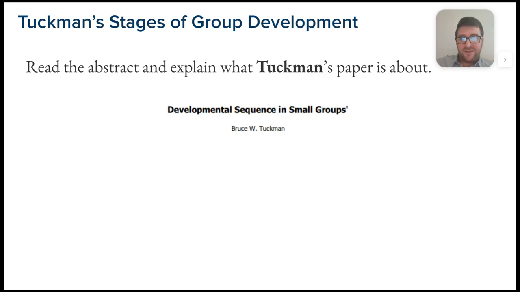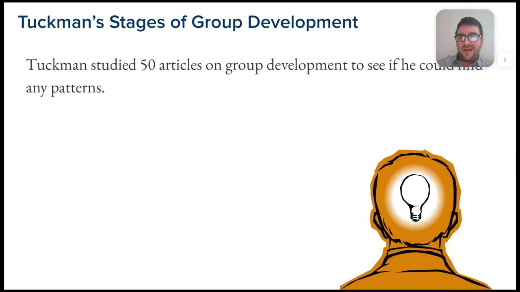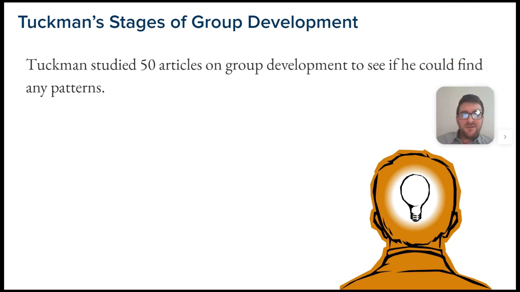Tuckman's paper, if you look at the source material, is quite hard to read. But essentially, he was given many articles on group development, and from there he developed his ideas. If you want to read the abstract, just pause the video and then continue when you're ready. So, like I said, he studied 50 different articles and he was looking for patterns in how groups develop, specifically in the workplace. So, working teams, working groups.